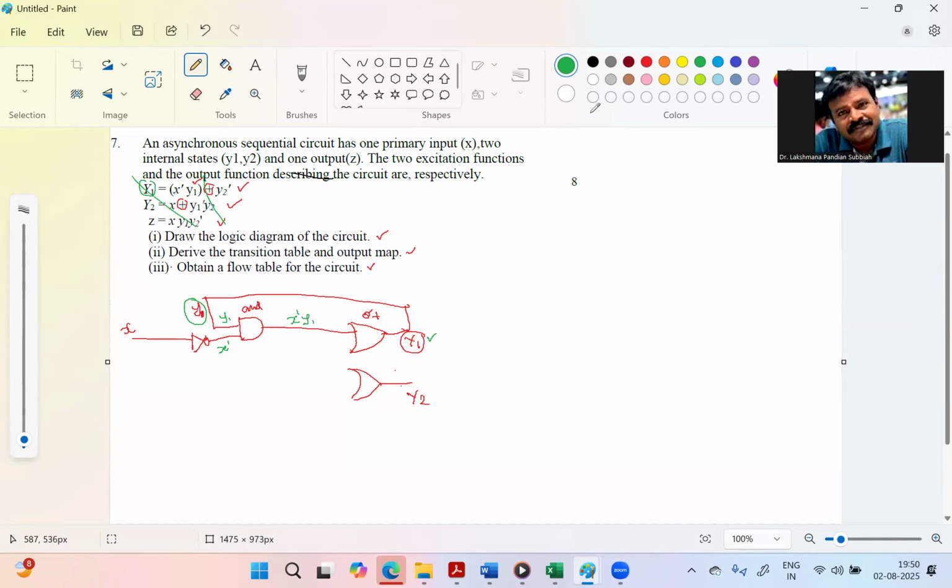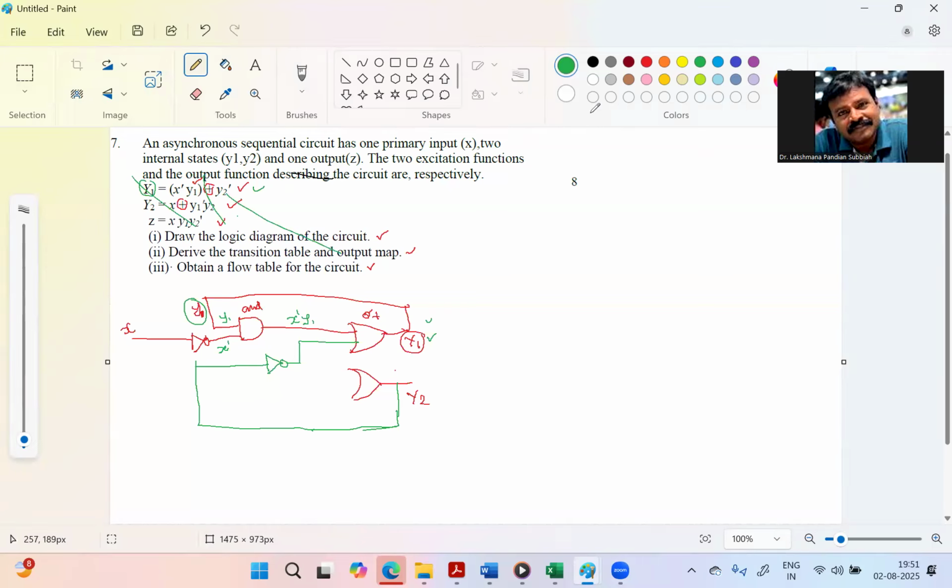Take y2: y2 is a feedback path, so you have to take the feedback path from y2 and invert it, so you get y2 dash. Put it into the OR gate. So this function is over, and that circuit is complete.